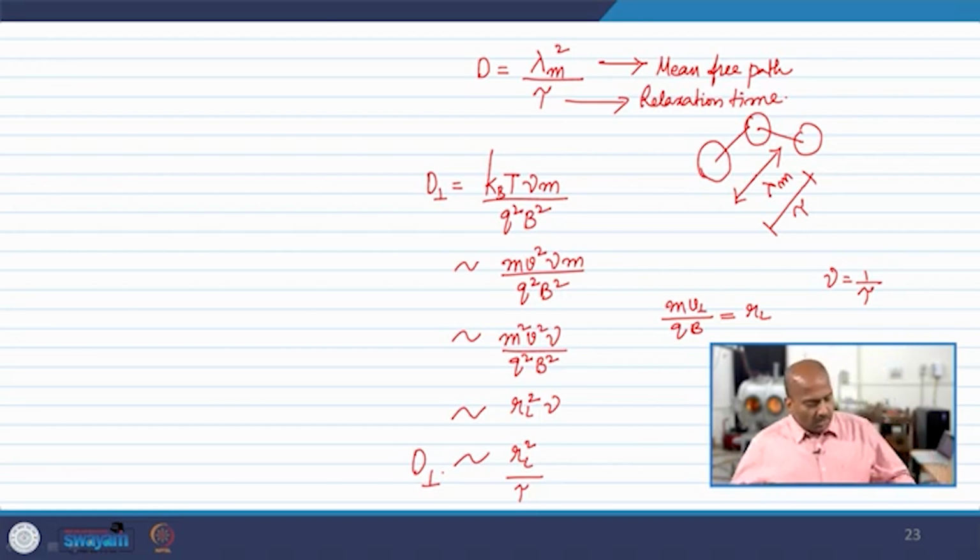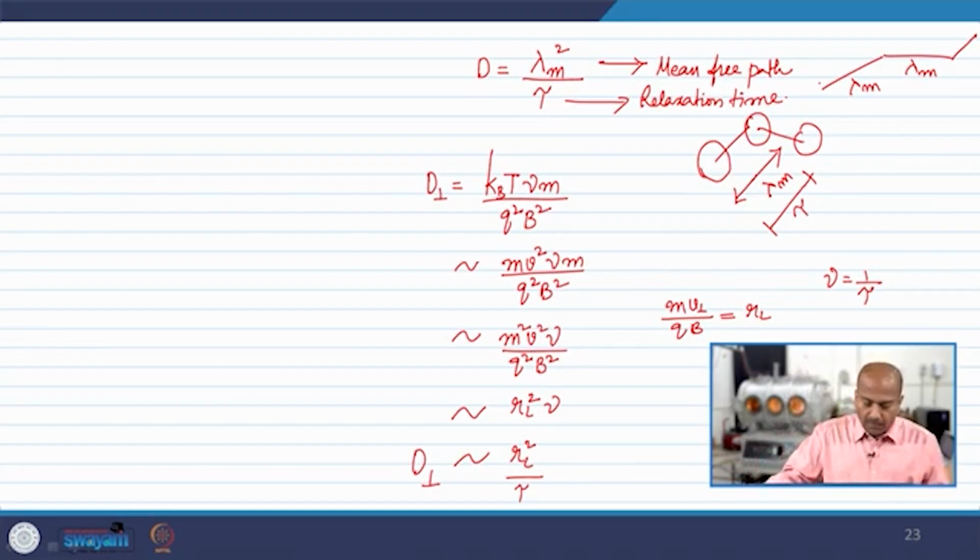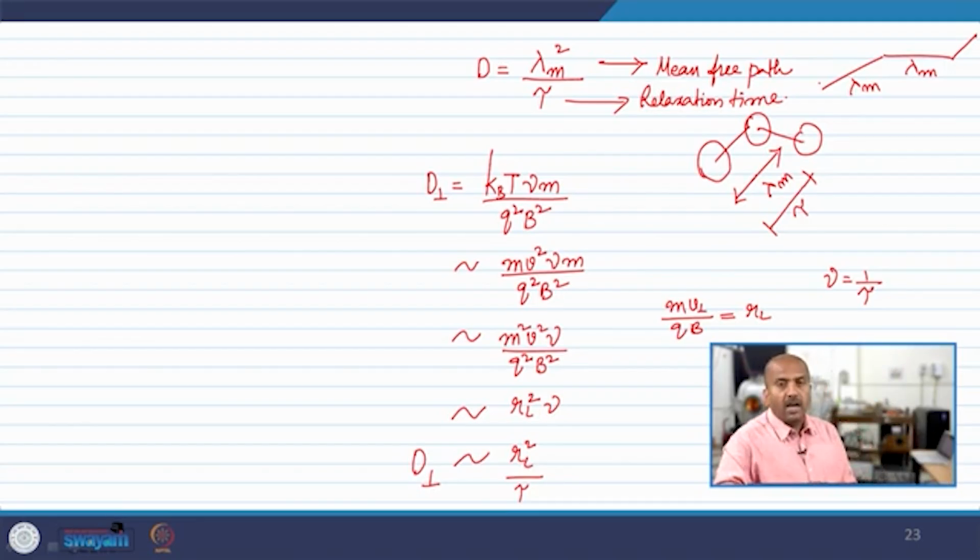So, we must remember that in the parallel diffusion, the step length of the random walk was the mean free path. So, it is directly the collisions in the absence of the field, this is lambda m and this is lambda m, things like that. But when the particle is moving in the presence of magnetic field, between those collisions, the particle is gyrating and moving from one point to another point. So, that is why the step length of random walk in the presence of magnetic field is different.